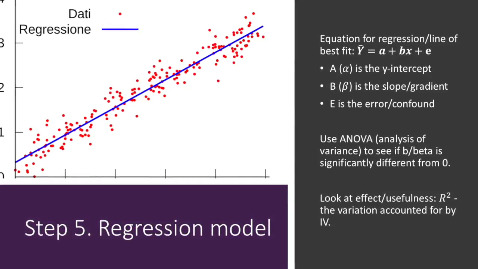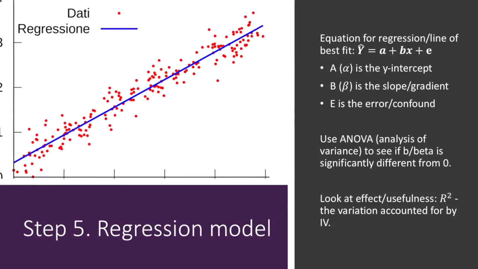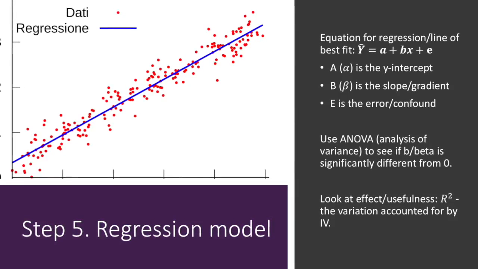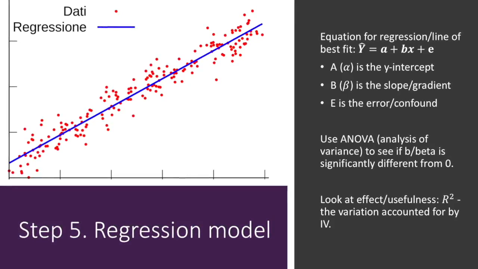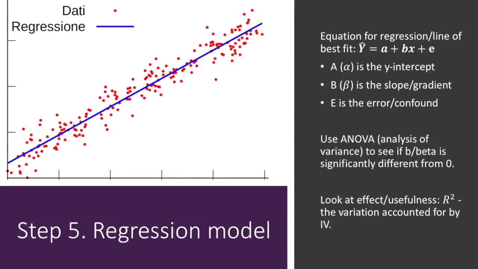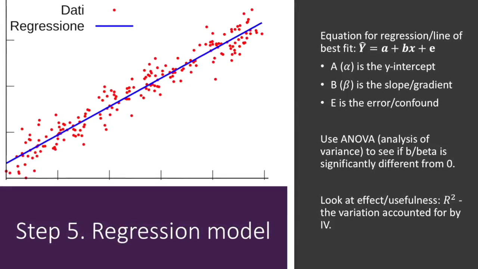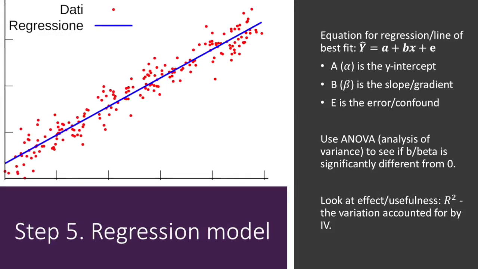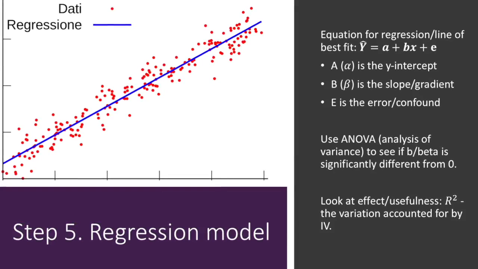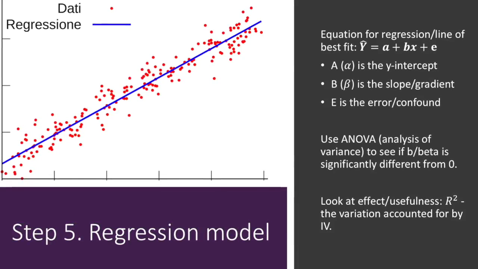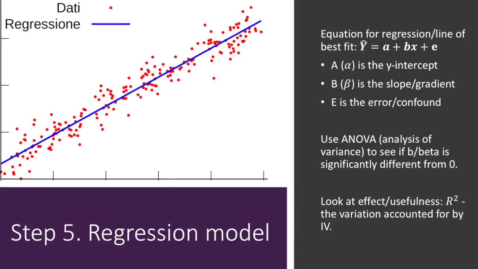Anyway, the next step is to use ANOVA to test the significance, to see whether the regression that we have is of statistical importance in a way. So, to see whether the beta significantly differs from 0. We also look at the effect or the usefulness of this regression. This is through looking at R squared, which shows how much variation is accounted for by the independent variable.